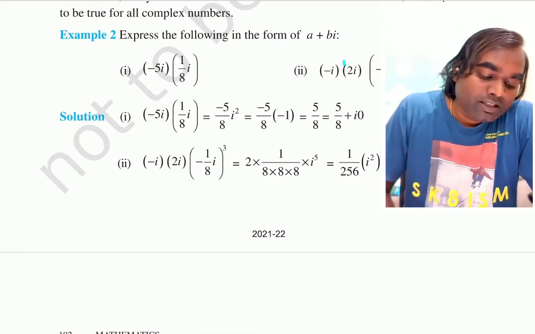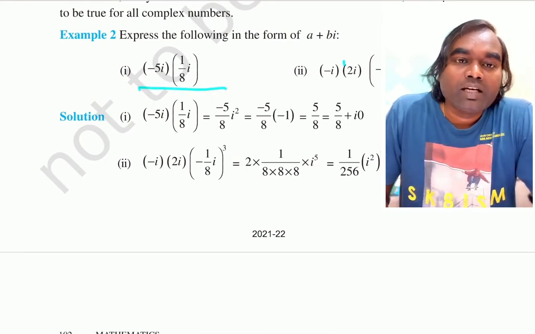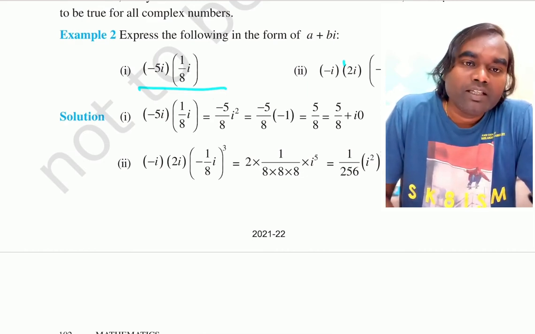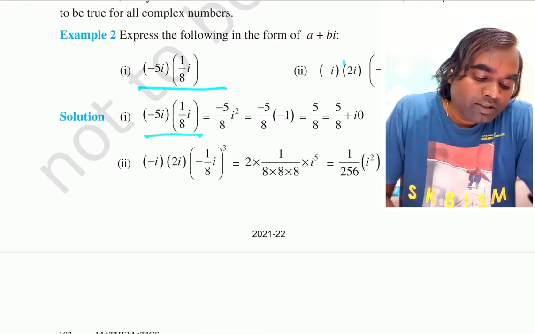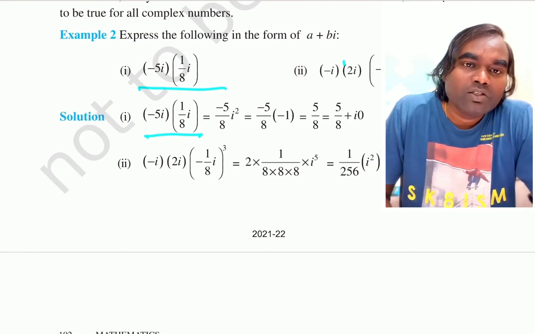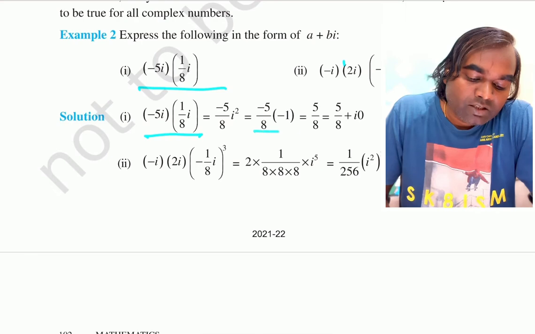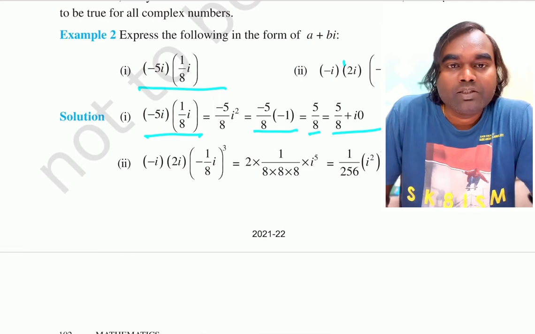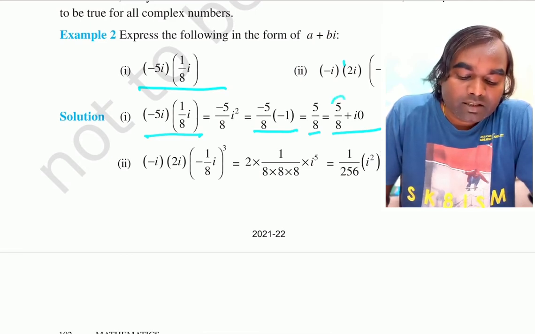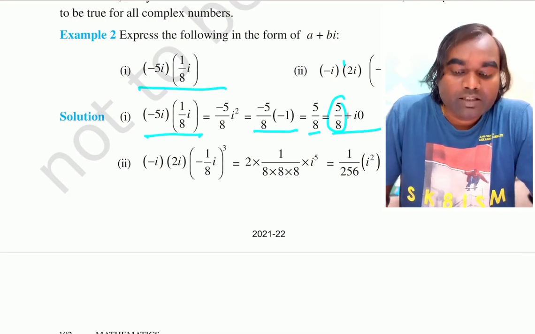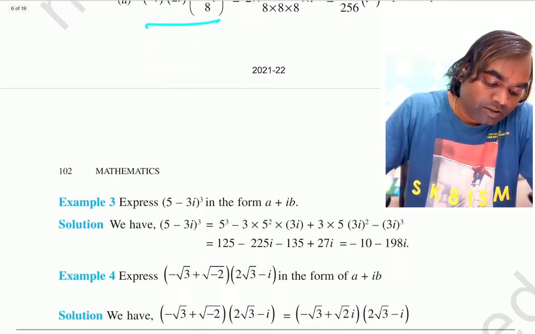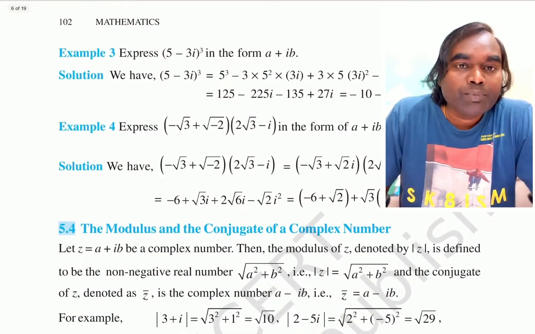Express the following in the form a plus ib. So we can do this: minus 5i into 1 by 8i. Let us write this: minus 5i into i is equal to minus 5 i square, and i square is equal to minus 1. So minus 5 into minus 1 is equal to plus 5, that is plus 5 by 8, and that can be written in the form a plus ib, where the real part is 5 by 8 and the imaginary part is 0. Similarly we can do this. Okay, now example number 3.